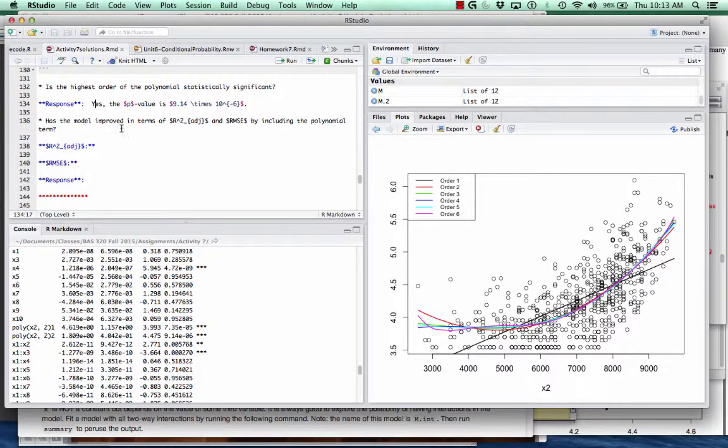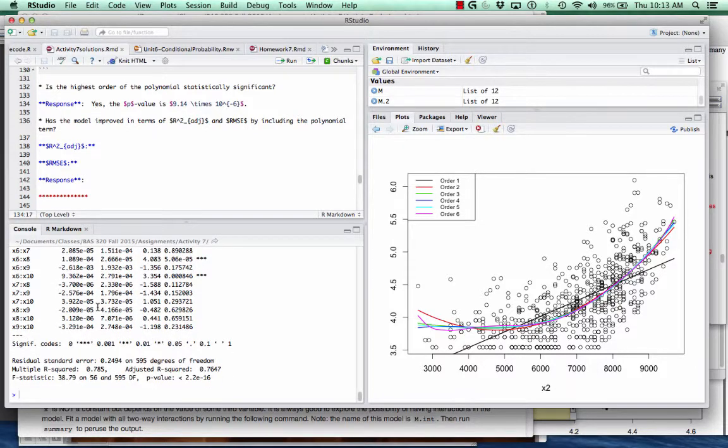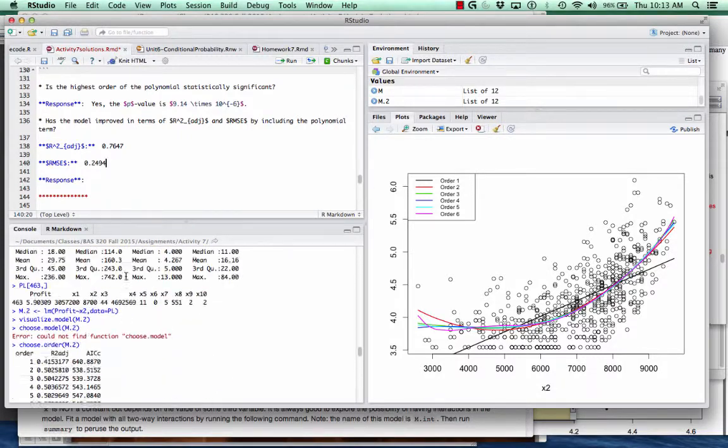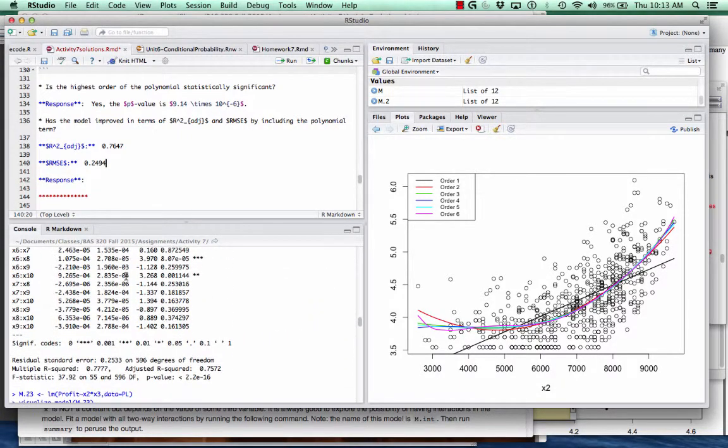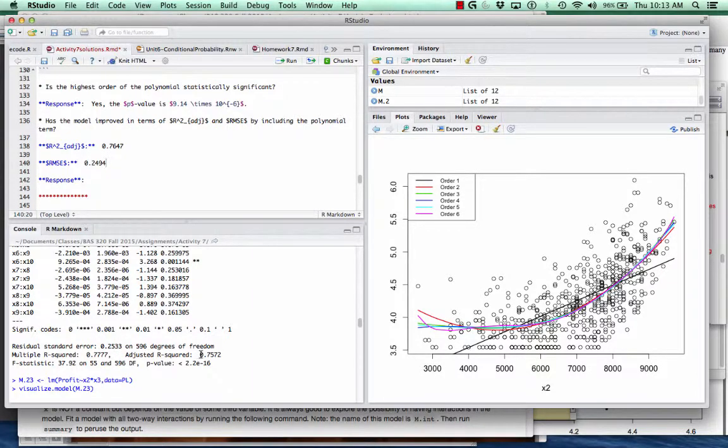We can ask ourselves, okay, it's statistically significant, but do we get a big improvement in terms of the fit? Well, the r-squared adjusted now is 0.7647, and the root mean squared error is 0.2494. How did that compare to our previous values? Without that polynomial term, the r-squared adjusted was 0.757, so a little bit of an improvement. That's kind of nice. And the residual standard error, the RMSE, has decreased from 0.253 to 0.249. So has the model improved? Yes, the model has improved.